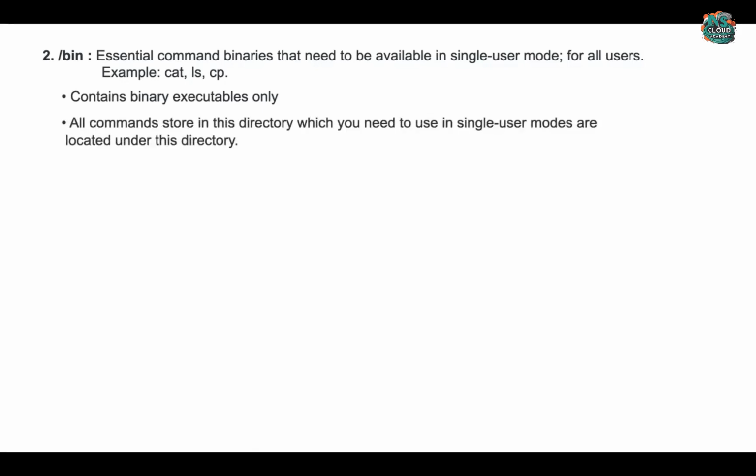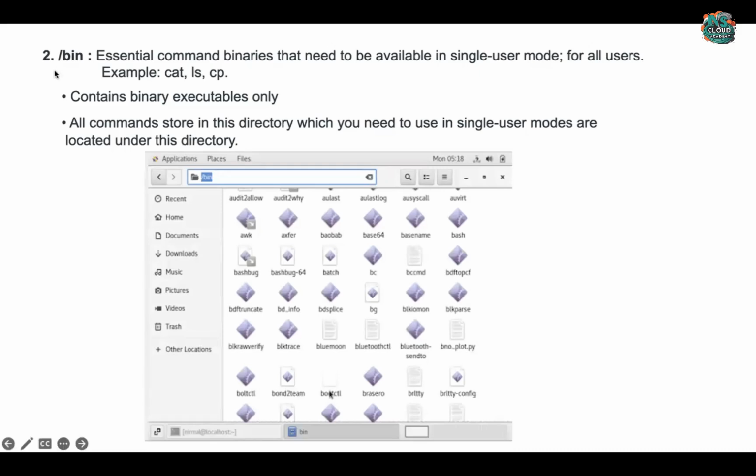Just like yesterday we practiced some commands, right? ls, cp, all these are binaries. They are called binary executables, these commands in Linux. All the commands you need to use in single user mode are located under this directory. So when you open the slash bin directory graphically, you will see files inside this directory like this, right? Without extensions. If you see any file without an extension, that means it is a command.